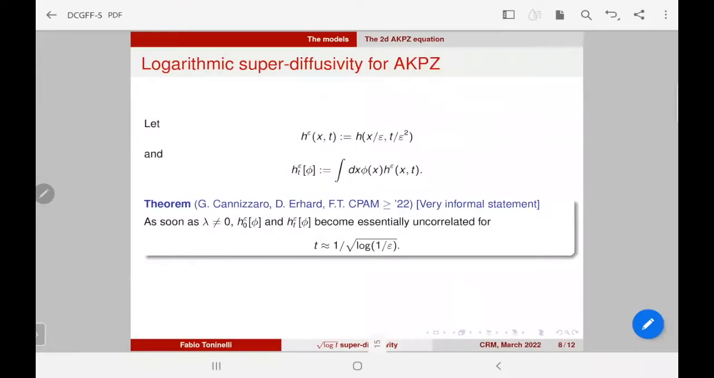And okay, for reasons of time, I will give a very, very informal statement of the theorem. There is an actual theorem behind, but this is the best I can manage to do. So take your solution, if it exists, which we have regularized, and do the diffusive rescaling. Call H epsilon this rescaled solution. And remember, for the linear equation, this H epsilon in law does not depend on epsilon. Now take this H epsilon and test it against some test function phi. What we can prove, this time with Giuseppe and Dirk, is that as soon as you have the nonlinearity, as soon as λ is not 0, the solution of this equation decorrelates in time extremely quickly.